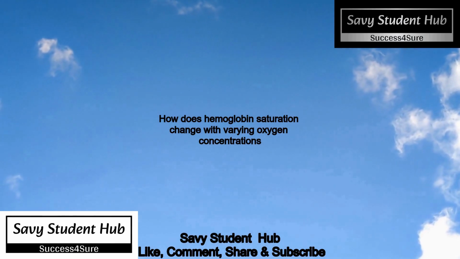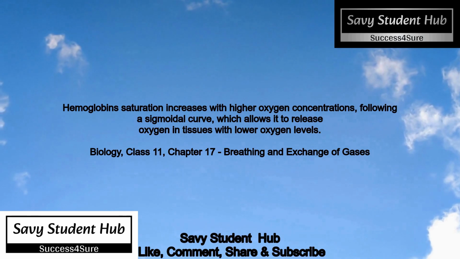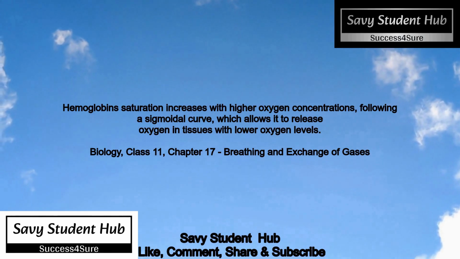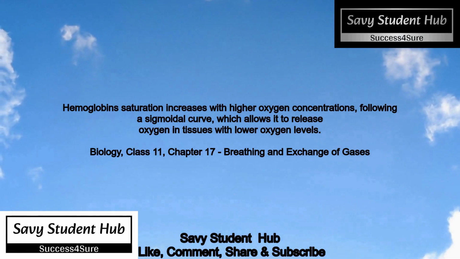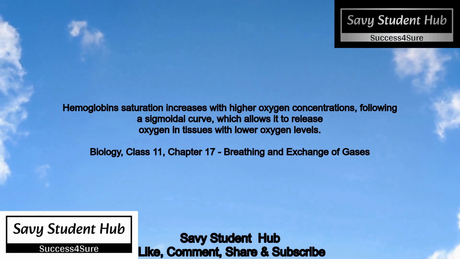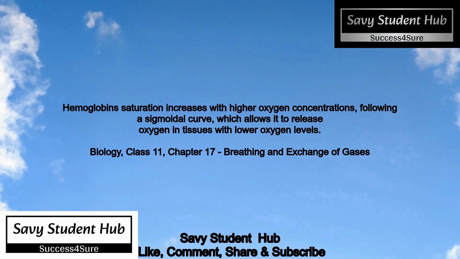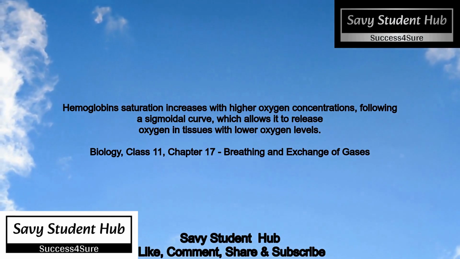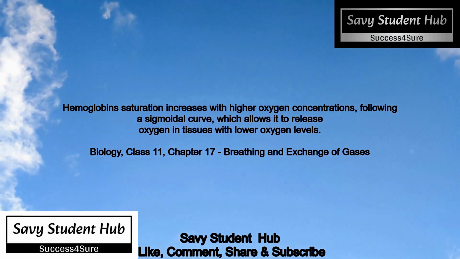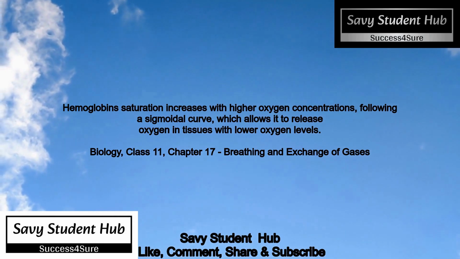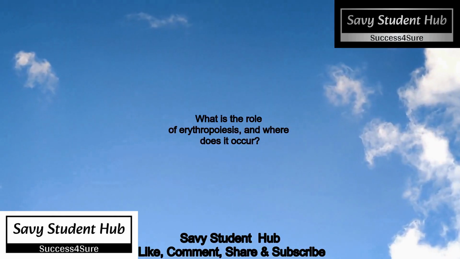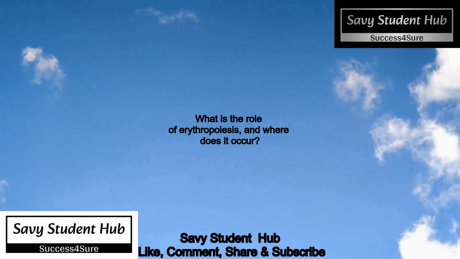Hemoglobin's saturation increases with higher oxygen concentrations, following a sigmoidal curve, which allows it to release oxygen in tissues with lower oxygen levels. What is the role of erythropoiesis, and where does it occur?